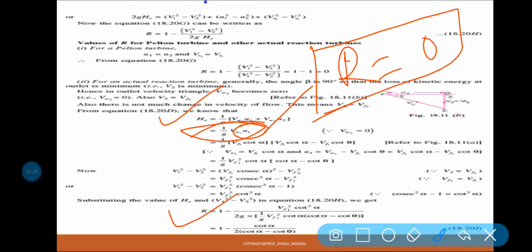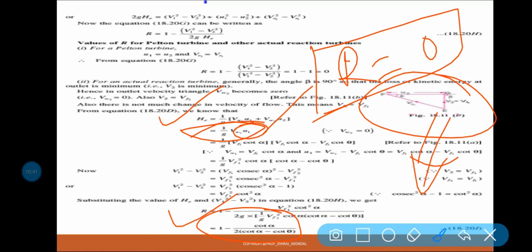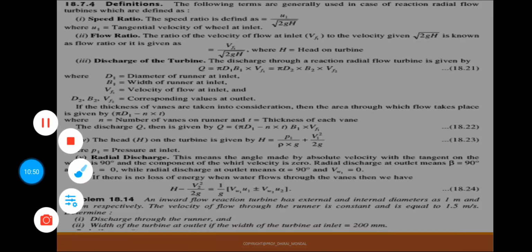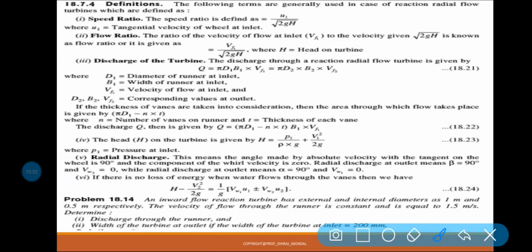1 minus cot alpha by 2 into (cot alpha minus cot theta). So basically the velocity triangle is taken into consideration, and you will get this equation. As it is beyond your syllabus, that is why I am not going to discuss it anymore. You just have to remember it to solve the numericals. These are the definitions which you need to know.